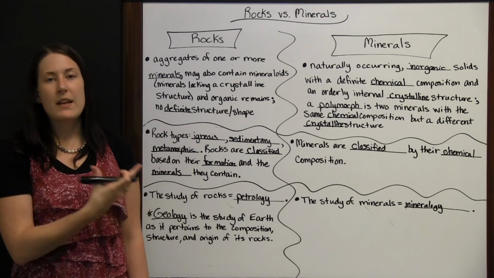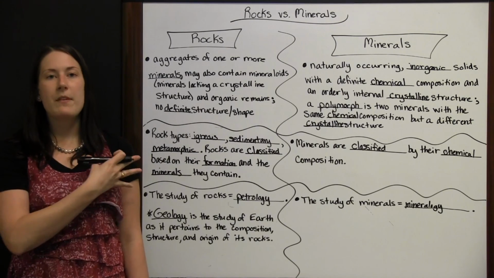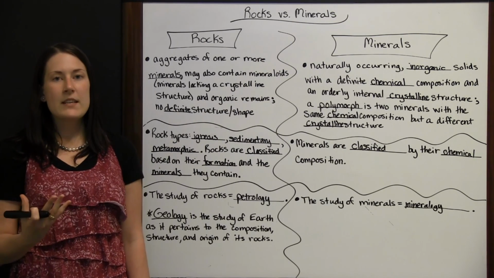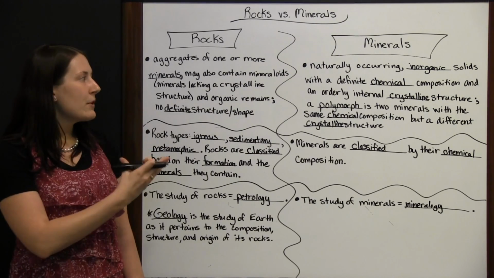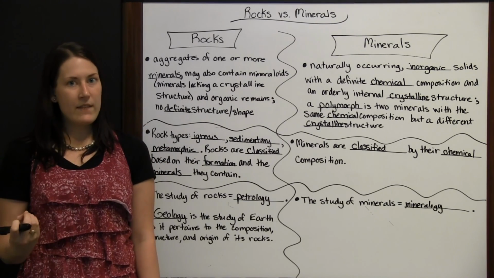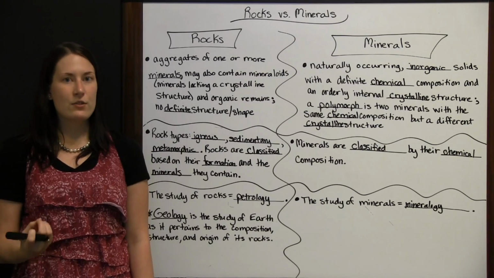Rocks are more random. They don't have a definite structure. They're made up of one or many different minerals plus mineraloids and organic matter. Minerals are more specific. They have to have a definite chemical composition and a definite crystalline structure.